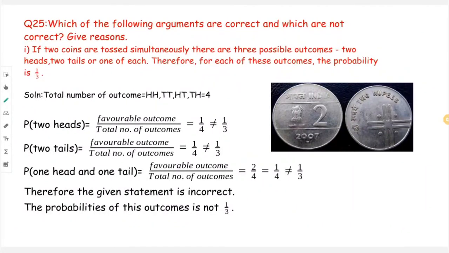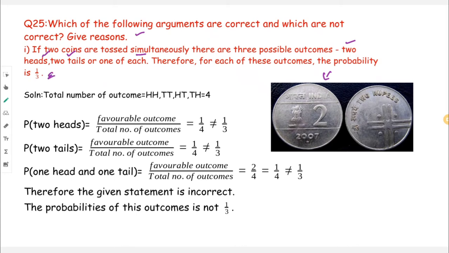Right, the last question: which of the following arguments are correct and which are not correct? Give reasons. If two coins are tossed simultaneously, there are three possible outcomes: two heads, two tails, or one of each. That means one head and one tail. Therefore, the probability of each of these outcomes is 1 by 3. So let us see whether this is correct or wrong.